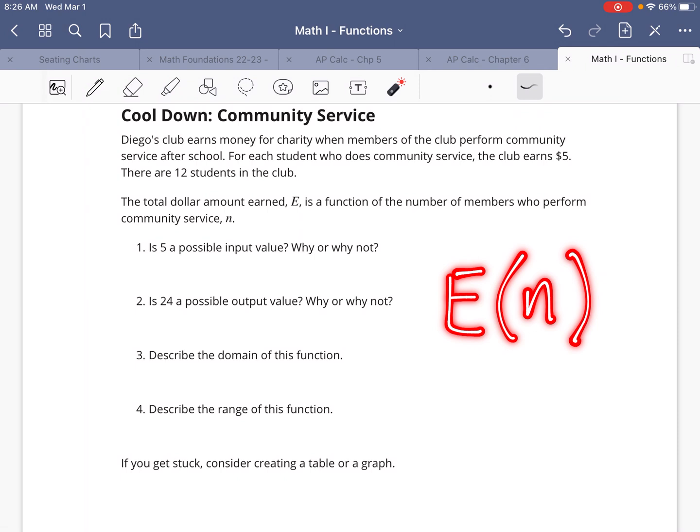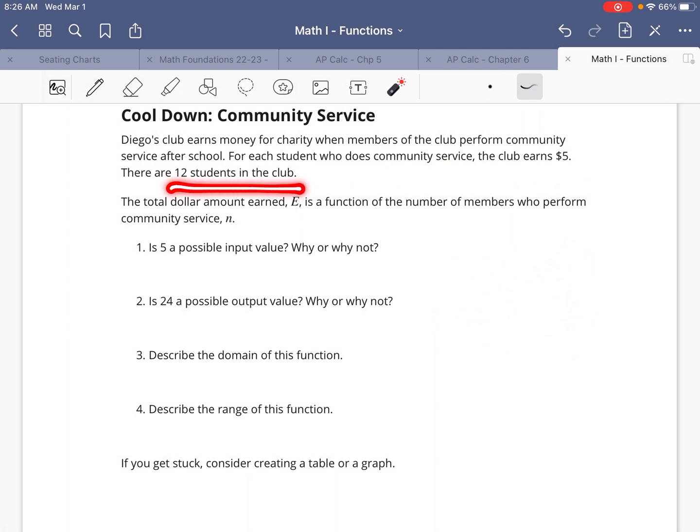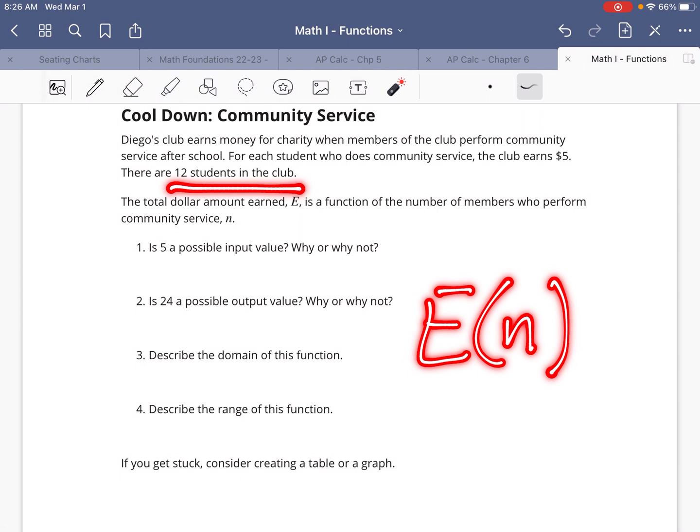And let's see, what are some of the restrictions here? For each student who does community service, the club earns $5. There are 12 students in the club. So E is a function of the number of members. So the question is, this is our input. Domain goes with our inputs. Is 5 a possible input value? Is it possible that there are 5 students who do community service?